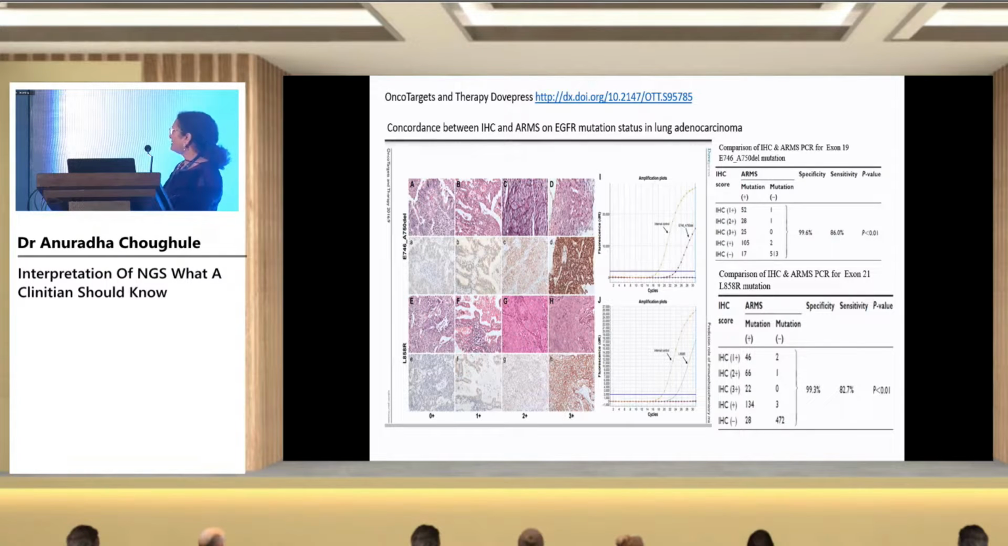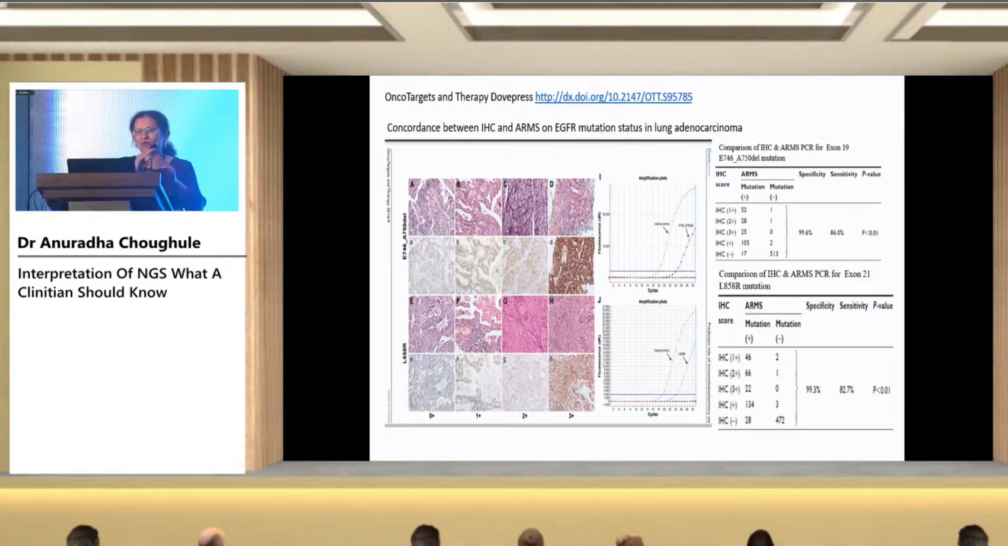And again, for the L858R, if you go down, there are around 28 mutations that were positive where IHC was negative. So understanding the significance of ARMS PCR, IHC cannot be considered for targeted therapy in terms of mutation detection. So always, ARMS PCR stands out as compared to IHC.